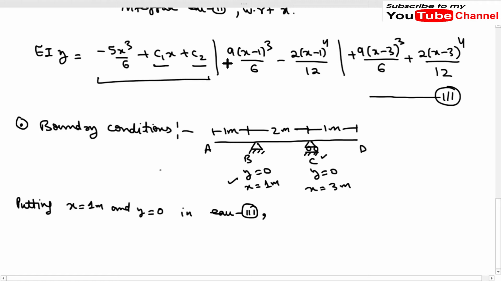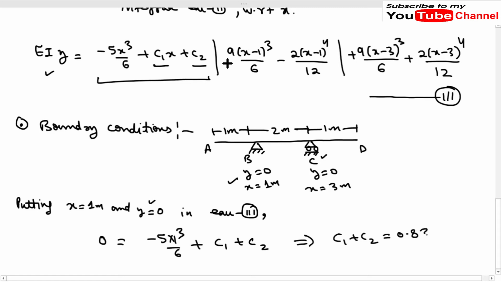Okay, so let me first solve for the support P. So y is 0, so on the left hand side we will get 0, and on the right hand side we will get 5 into 1 cube by 6 plus C1 plus C2. So you can solve it, and you will get C1 plus C2 is equal to 0.833. So this is our equation number 4.